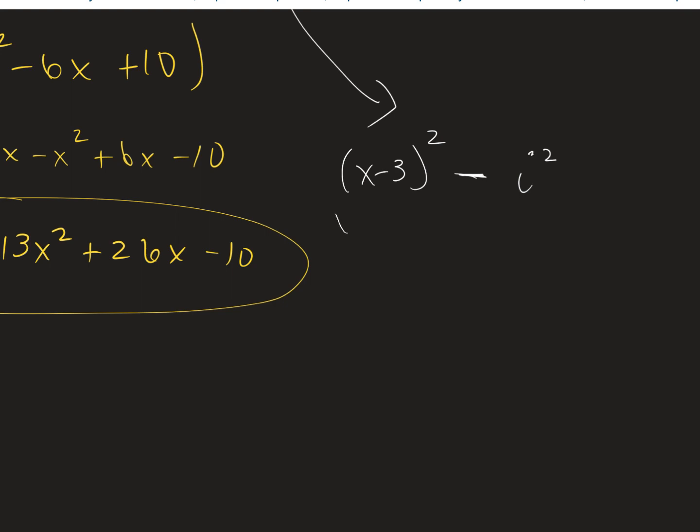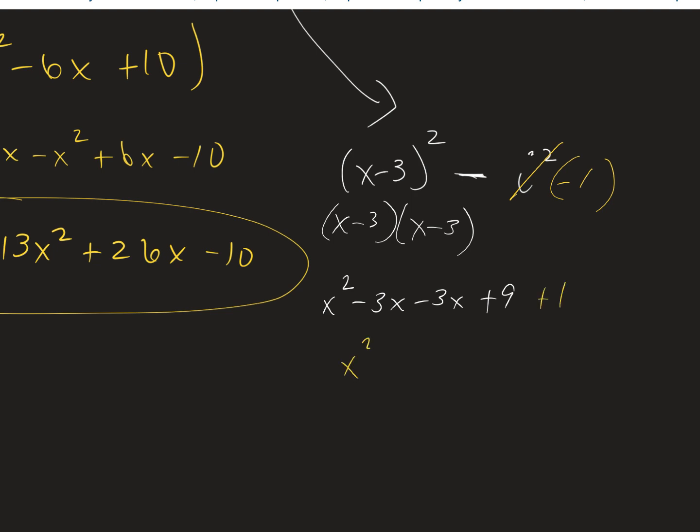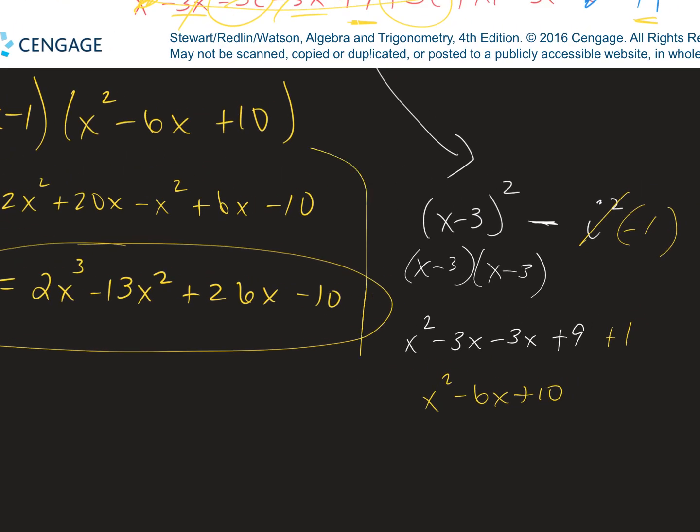If I FOIL this, I have x minus 3 times x minus 3, right? X times x is x squared. X times negative 3, negative 3x. Negative 3 and x is negative 3x. Negative 3 and negative 3 is 9, right? Well, at the back end, what is i squared? Negative 1, right? What's a minus a negative 1? Plus 1. So when you combine here, you get x squared minus 6x plus 10, which isn't that the same thing you got right there?